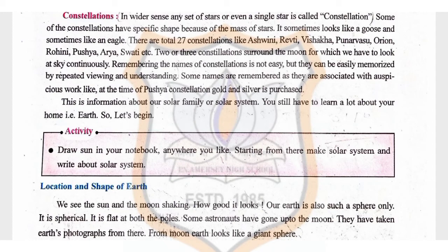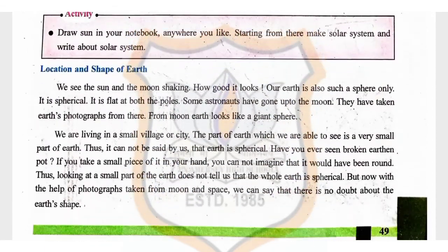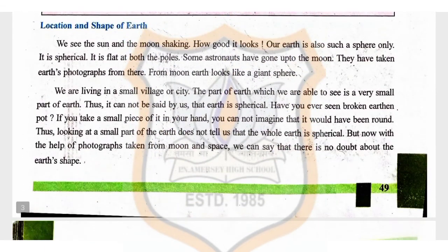So let's begin. Now, location and shape of the Earth. We see the sun and the moon shining. How good it looks. Our Earth is also such a sphere only. It is spherical. It is flat at both the poles.